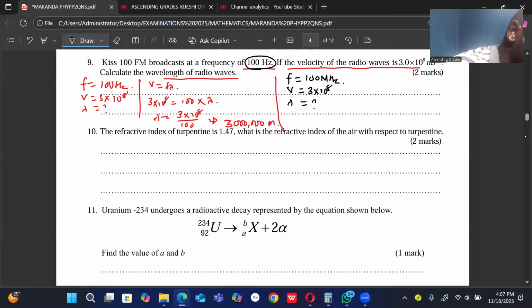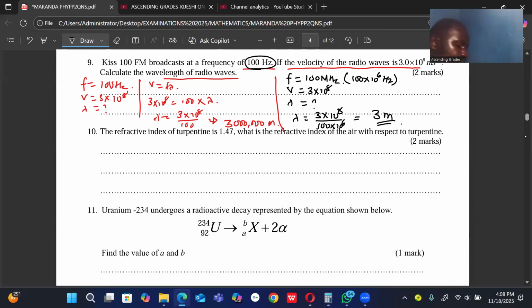So our lambda will be the same as velocity over frequency. Sorry, kidogo. If you convert 100 megahertz into hertz, then it will be 100 times 10 raised to power 6 hertz. So this becomes 3 times 10 raised to power 8 divided by 100 times 10 raised to power 6, giving you 3 meters. This is just in case the question is changed.